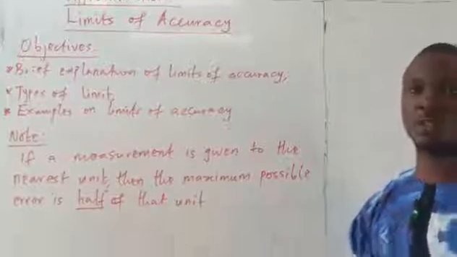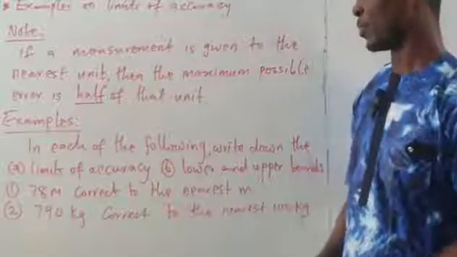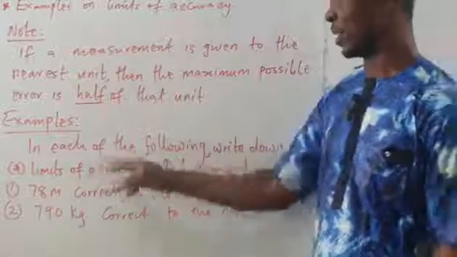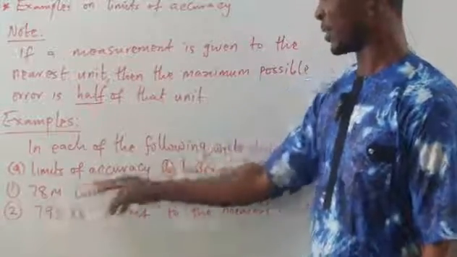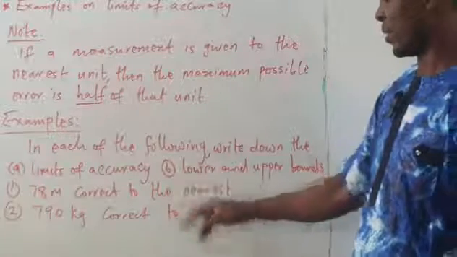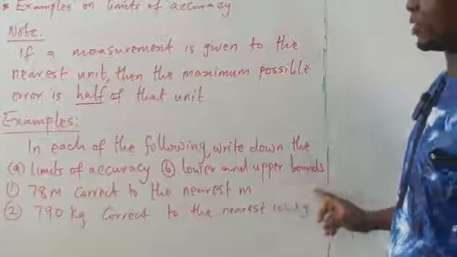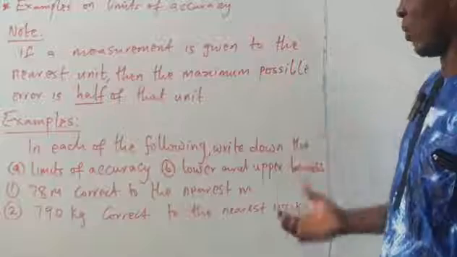So we have the following examples, and the question says, in each of the following, write down A, the limits of accuracy, and B, the lower and upper bound, that is, the lower limit and upper limit.